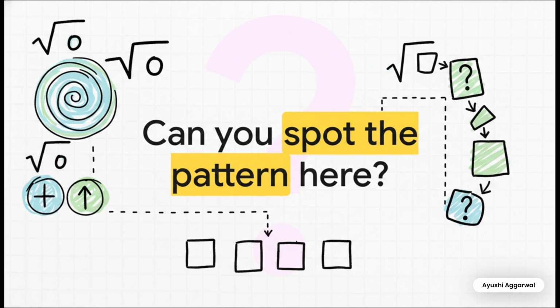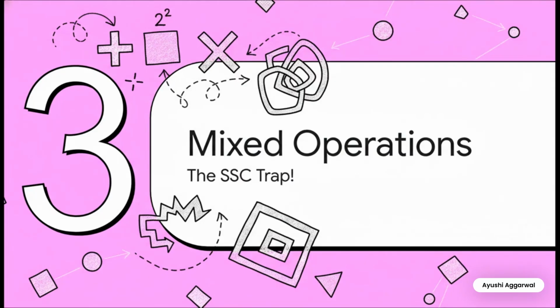The square root of 144 is 12, and the square root of 196 is 14. 12 plus 14 is 26, and 26 squared is 676. Simple. Okay, time to level up a bit.